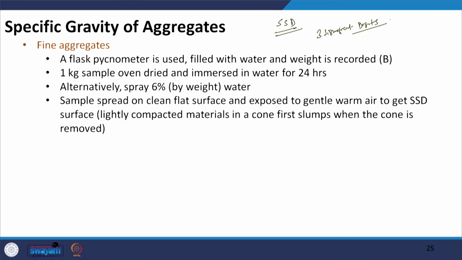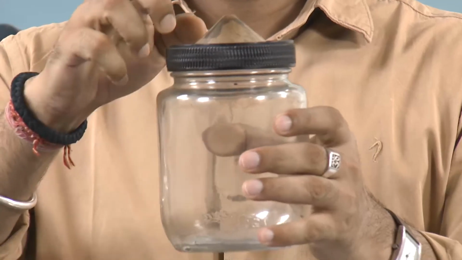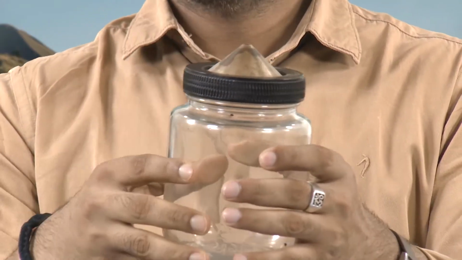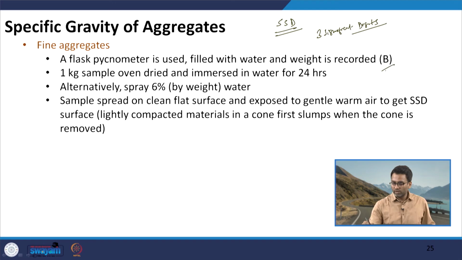Flask pycnometer is used. First we will fill it with water. So, what we will do, we will fill this with water till this top position, and we will take the weight of the pycnometer completely filled with water, alright, and we will record this weight as B. Then we will take 1 kg of oven dried sample which is passing 4.75 mm sieve, because we are talking about fine aggregate, and we will immerse it in the water for 24 hours, similarly to what we did in case of coarse aggregates.